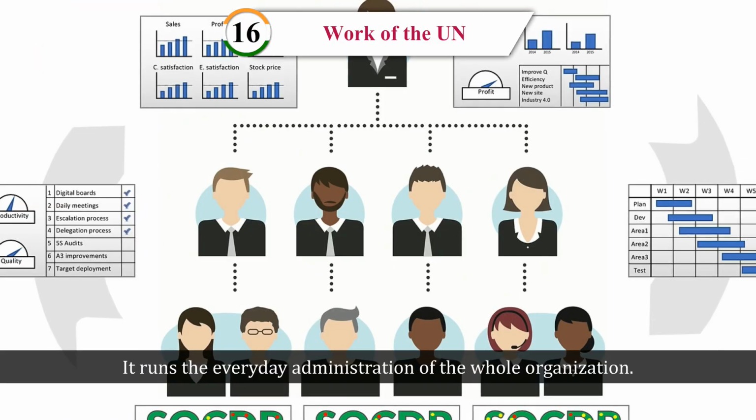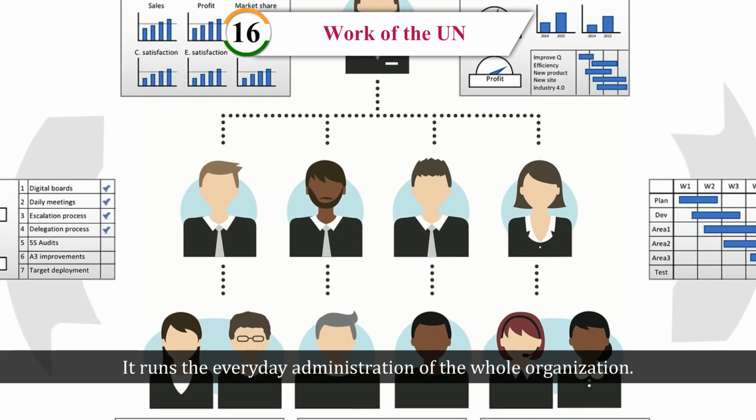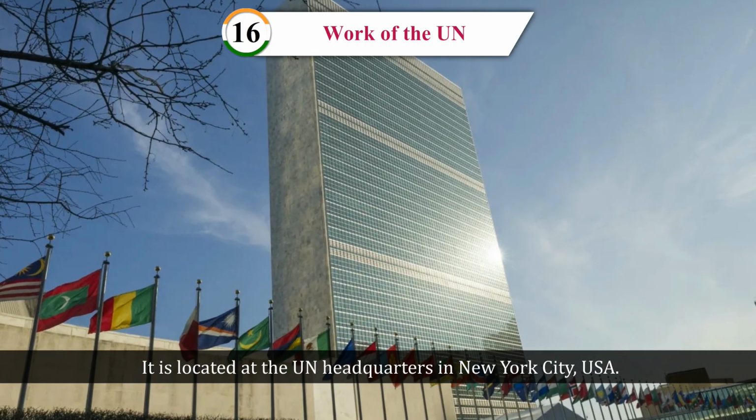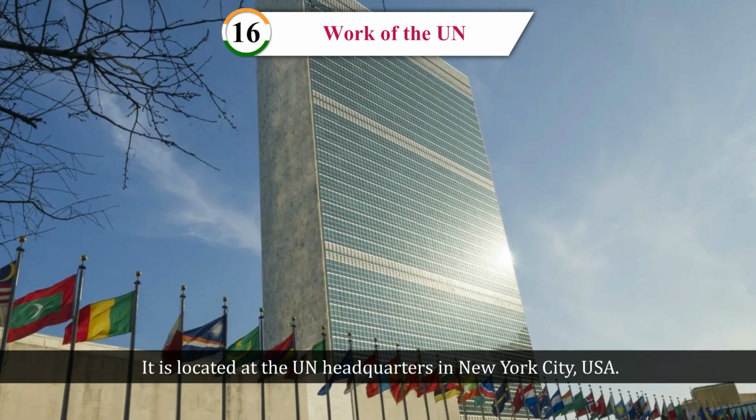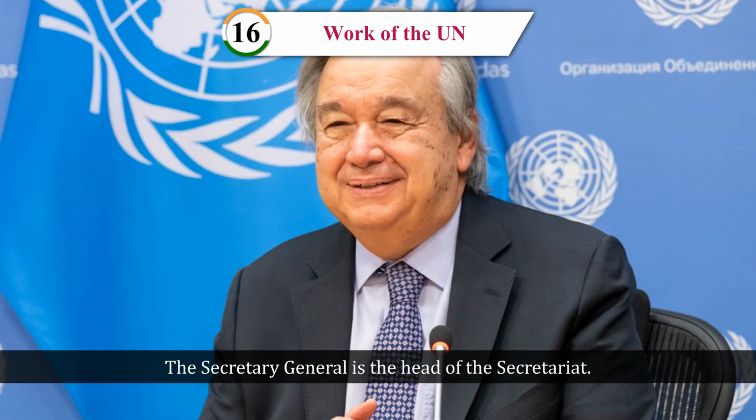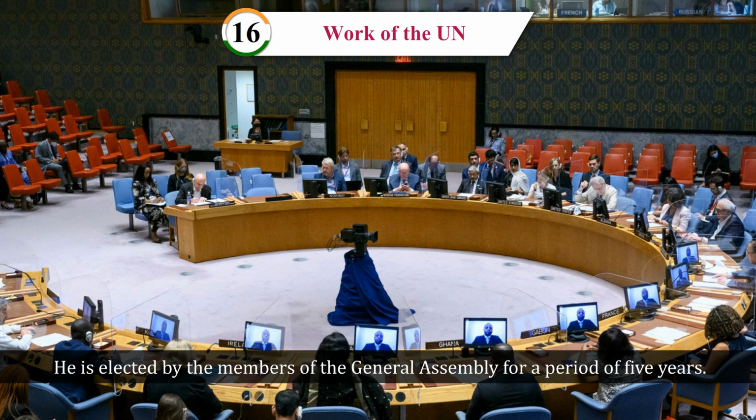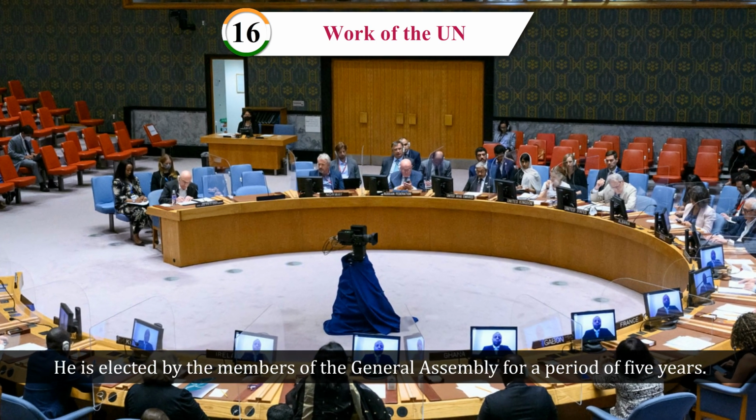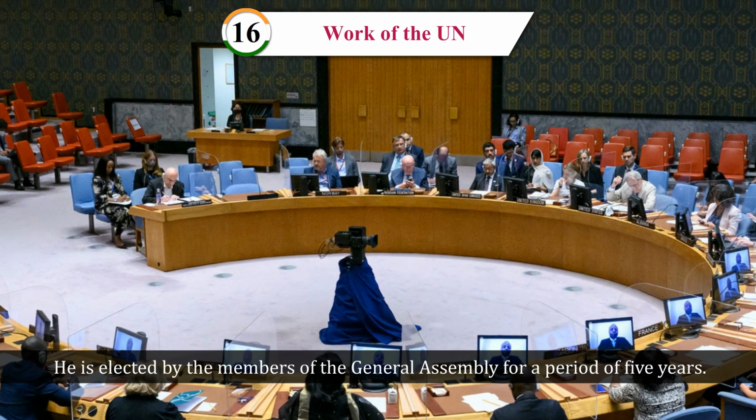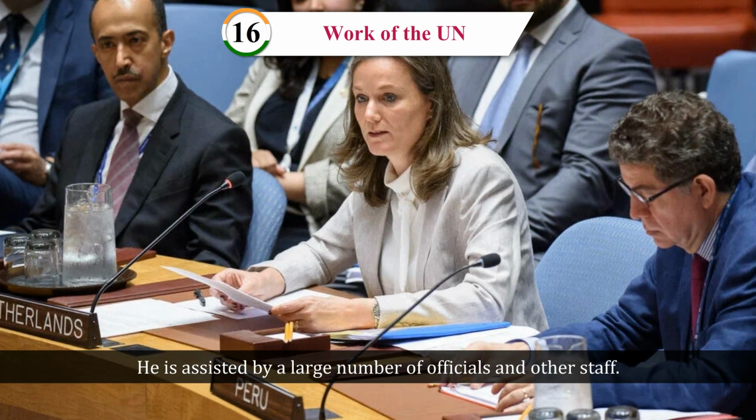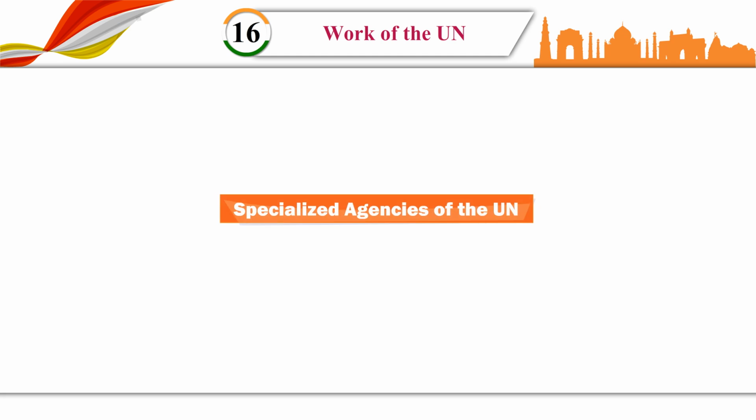Sixth, the Secretariat. It runs the everyday administration of the whole organization. It is located at the UN headquarters in New York City, USA. The Secretary General is the head of the Secretariat. He is elected by the members of the General Assembly for a period of 5 years. He is assisted by a large number of officials and other staff.